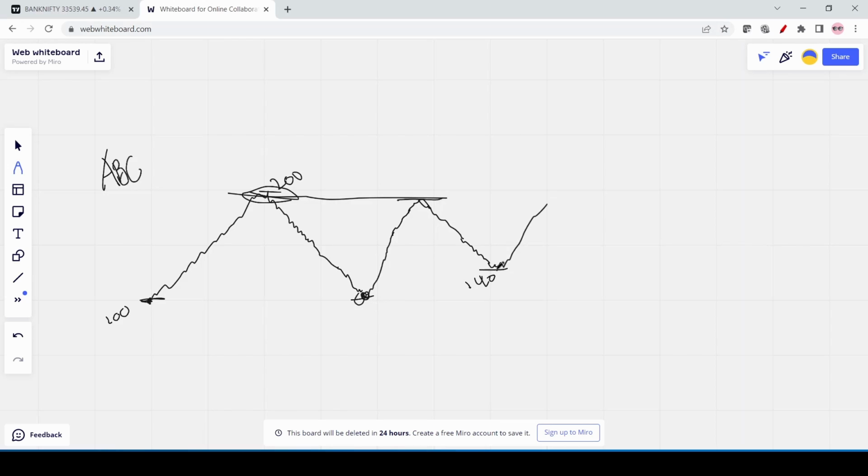Now this became the new support zone, right? New support zone, and this will be a resistance zone. So whenever price comes here, again they might sell. So this is how typical support and resistance zones get formed.